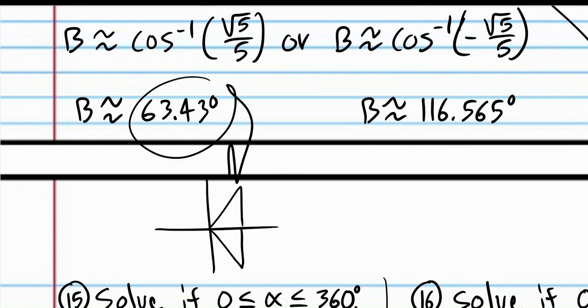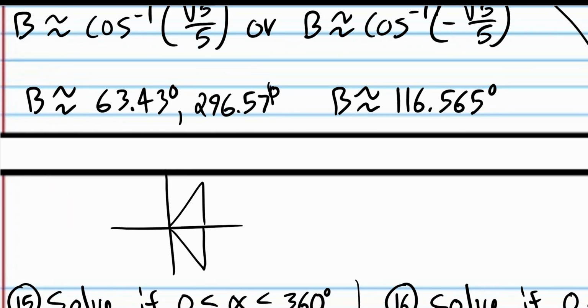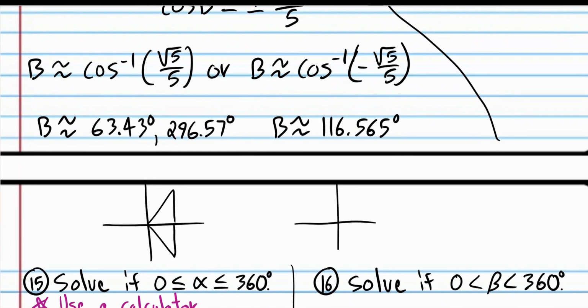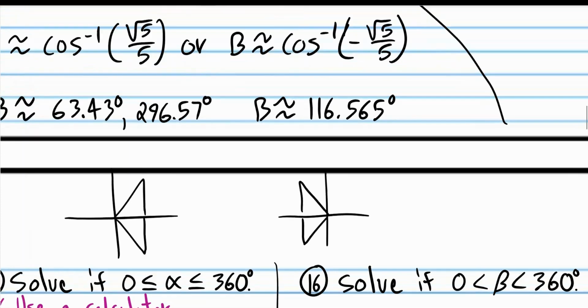So this is the solution in the first quadrant. To find the solution in the fourth quadrant, you subtract 63.43 from 360. We get 296.57. Again, these are the solutions if the ratio is positive. If the ratio is negative, as you see up here, then your solutions are in the second quadrant and the third quadrant.